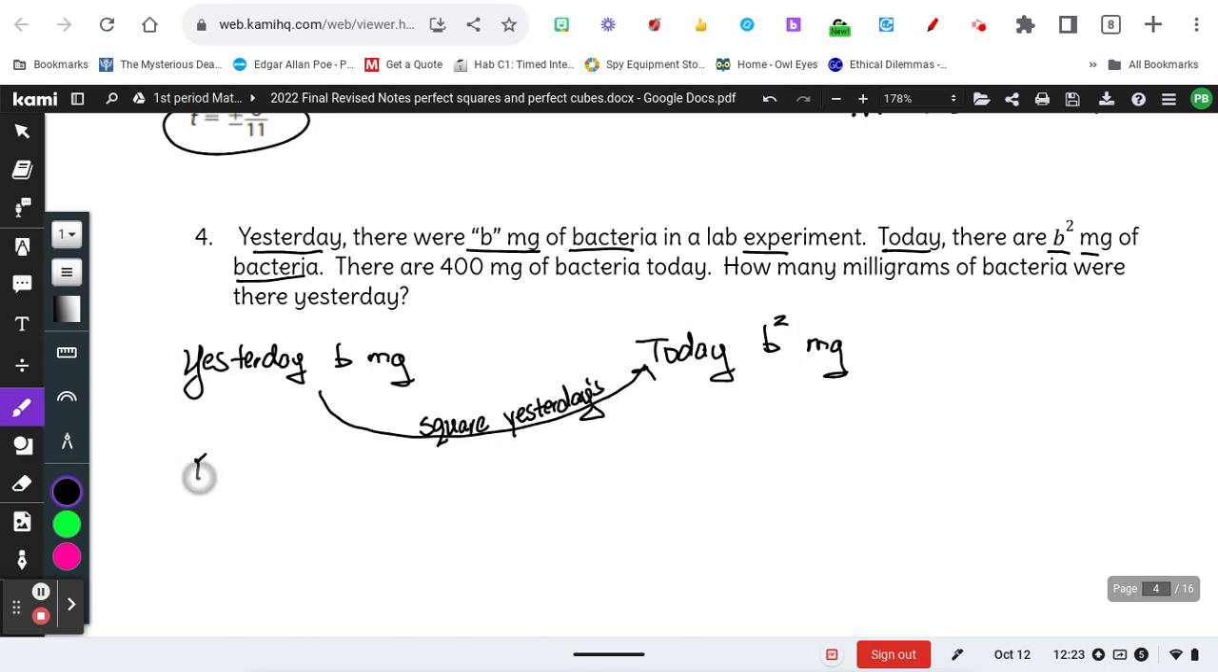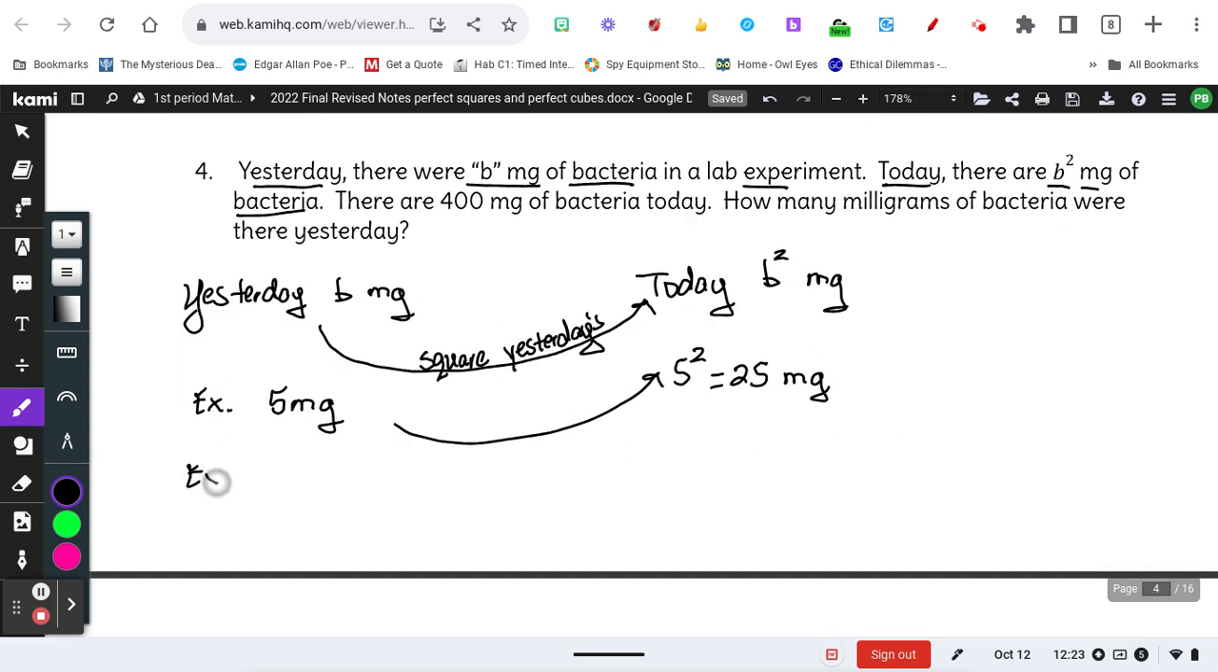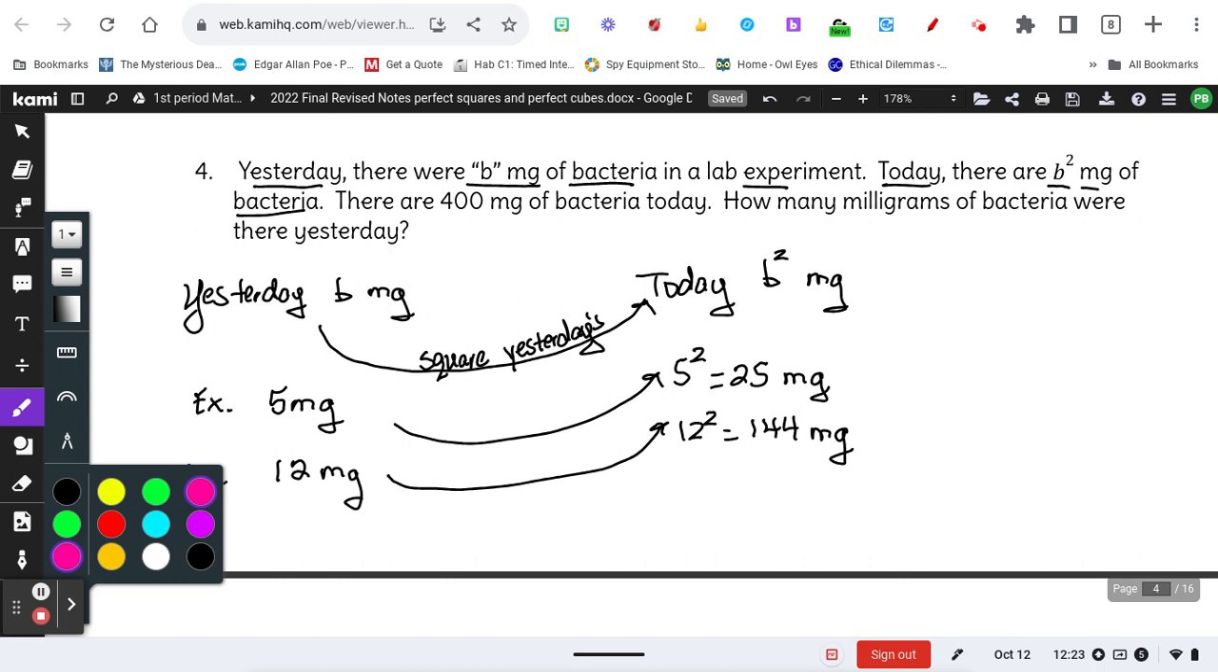For example, if yesterday were 5 milligrams, then today there are 5 squared milligrams or 25 milligrams. Okay, give you another one. Yesterday, if there were 12 milligrams, then today there are 12 squared milligrams or 144 milligrams. Okay. All right, but this thing also goes backwards.